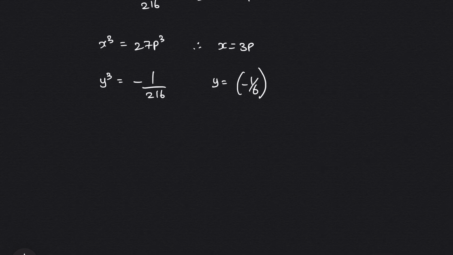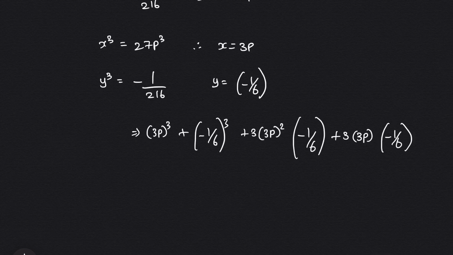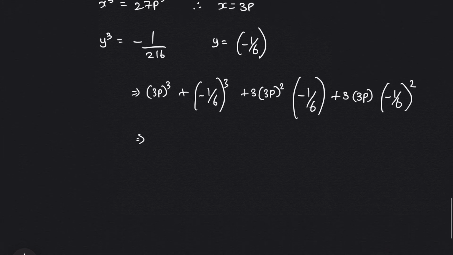Just replacing the concept. 3p whole power 3 plus minus 1 upon 6 the whole cube plus 3 is multiplied by 3p square, then minus 1 upon 6 plus 3 is multiplied by again 3p and minus 1 upon 6 the whole square. So we can write the traditional method x minus y the whole cube. So the value of x equal to 3p, then value of y equal to minus 1 by 6. So this is the final answer.